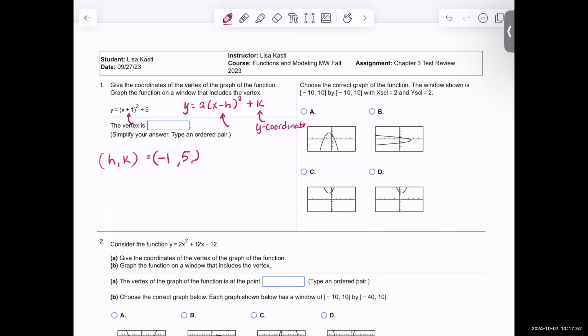Okay, and now you should be able, from a process of elimination, figure out which one of these is the graph. You could also certainly graph it on your calculator. Is that what you're gonna do?